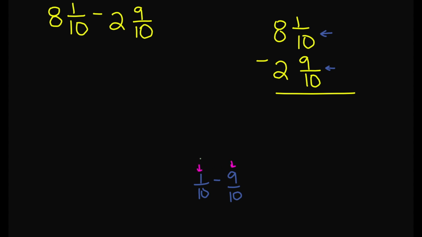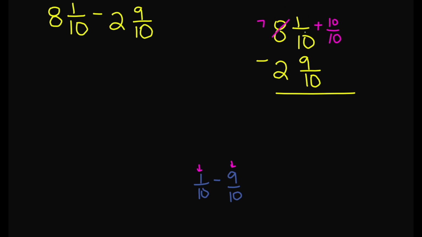So if I already have 1/10 and I'm trying to take 9/10 from that, that's not going to work. So I'm going to borrow from my whole number. So I'm going to borrow from my 8. This is going to become 7. And since I borrowed from my whole number, I'm going to add my 10 over 10 here. Remember that 10 over 10 equals 1.